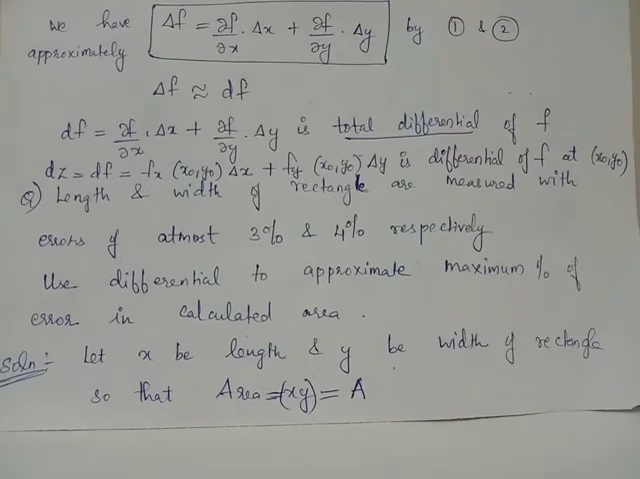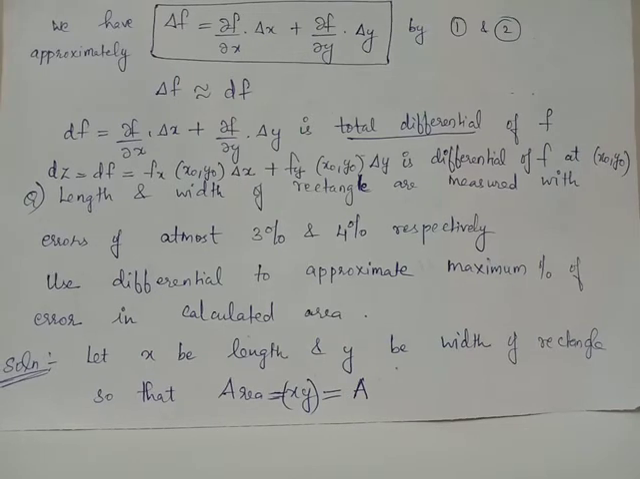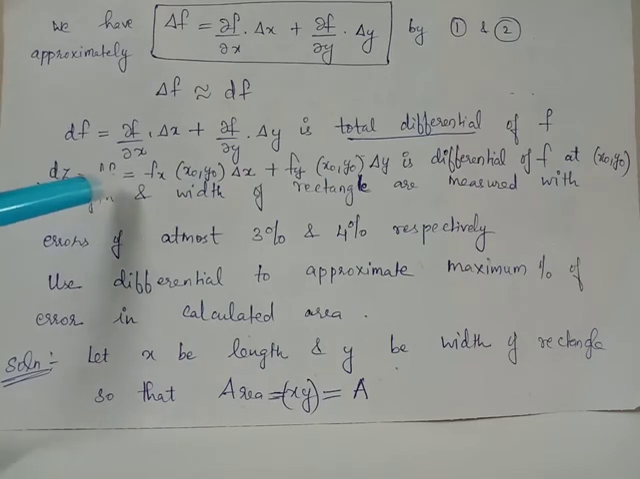df denotes total change in f or total derivative of f, or it is the total differential of f. The total change in f is approximately equal to the increment of f when the function's value changes from the initial position x0 y0 to a new position x0 plus delta x comma y0 plus delta y. Thus we have the total differential of f, df equals fx into delta x plus fy into delta y, or the differential of f at a particular point x0 y0 is given by df equals fx at x0 y0 into delta x plus fy at x0 y0 into delta y.